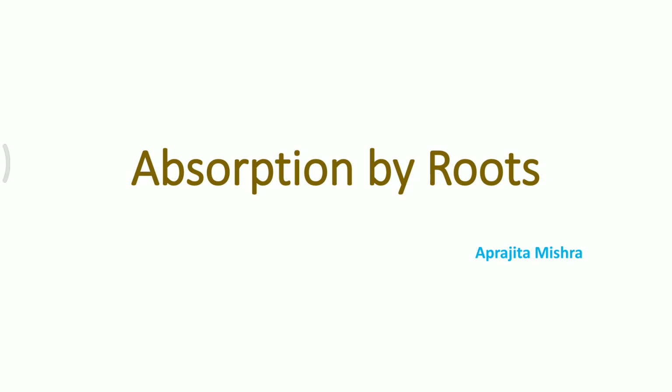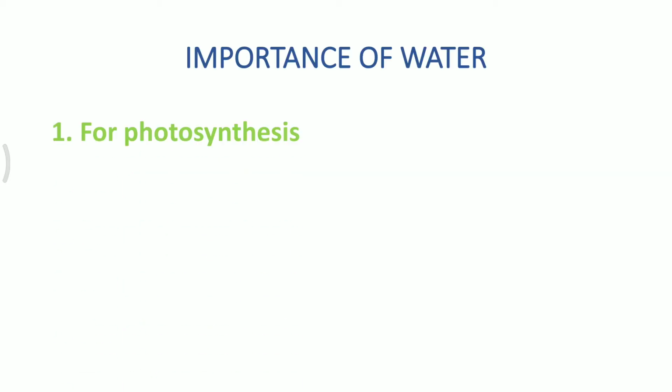Water and minerals are the most important things for the plants, and they can take it up only by the roots. So, we need to know the various importance or the kinds of role water plays for the plants. First important role is it helps in photosynthesis. Water is the main ingredient.